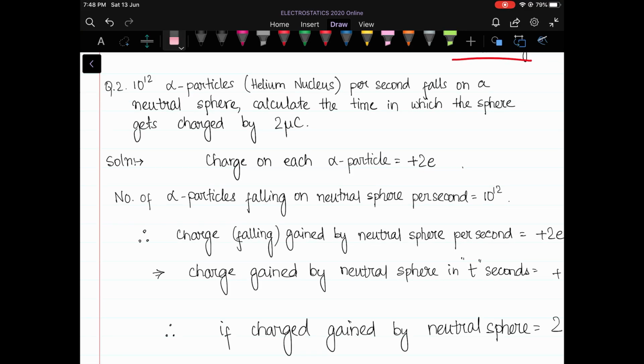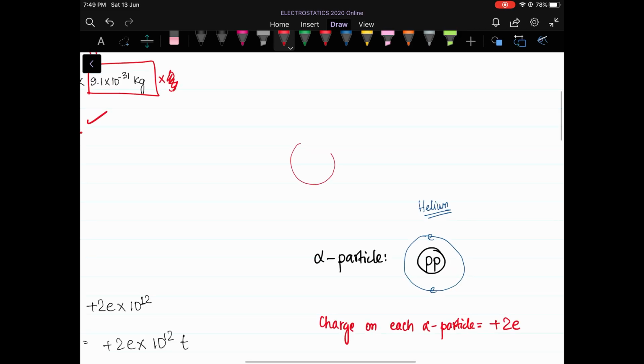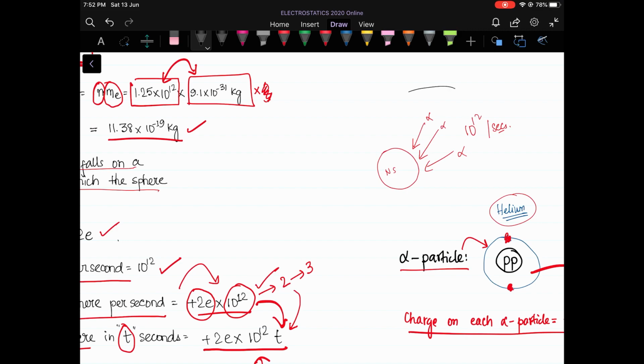The question reads, 10^12 alpha particles (helium nuclei) per second fall on a neutral sphere. We must calculate the time in which the sphere gets a charge of 2 microcoulombs. Let's have a representation of this. We have a neutral sphere, and according to the question, the alpha particles are falling on this neutral sphere, 10^12 alpha particles per second. After some time, the total charge gained by this neutral sphere will become 2 microcoulombs.